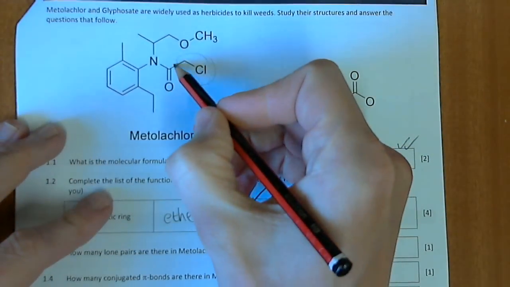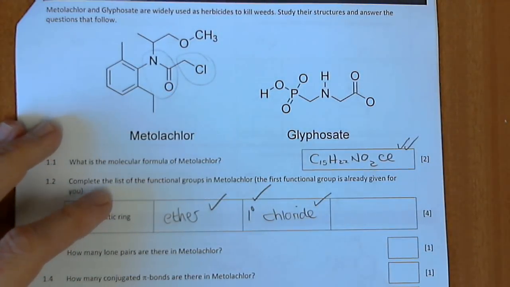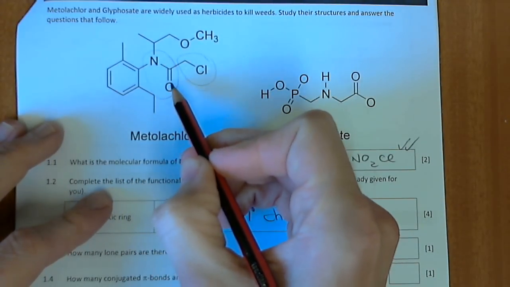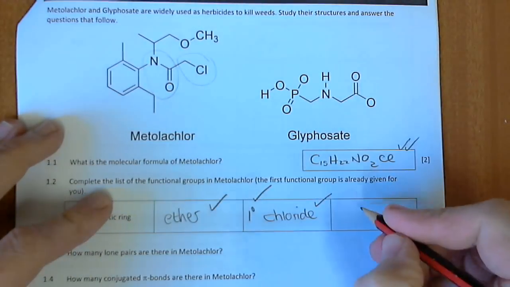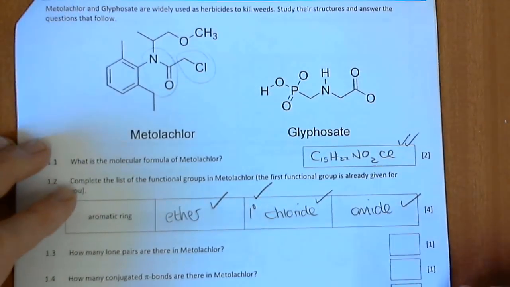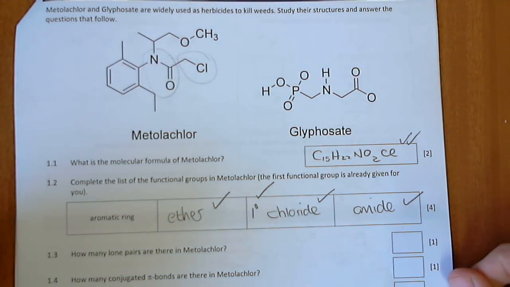And then over here, again, people, you've got to recognize these functional groups. It's not an amine. It's not just a nitrogen connected to 3 carbons. Because of this carbonyl group here, this whole group is an amide, and that's what you needed to write for that.